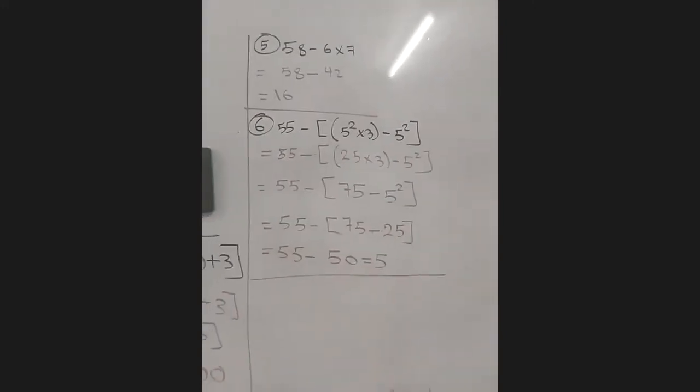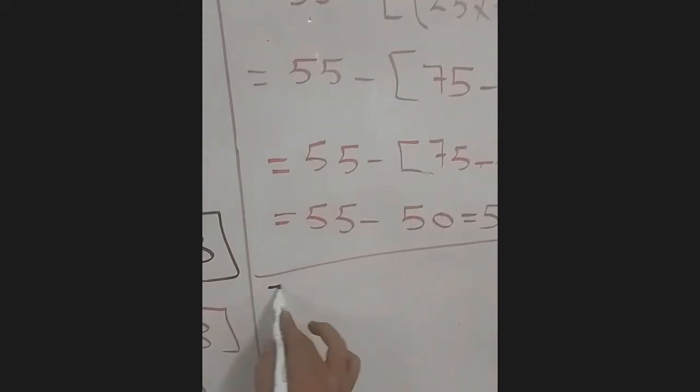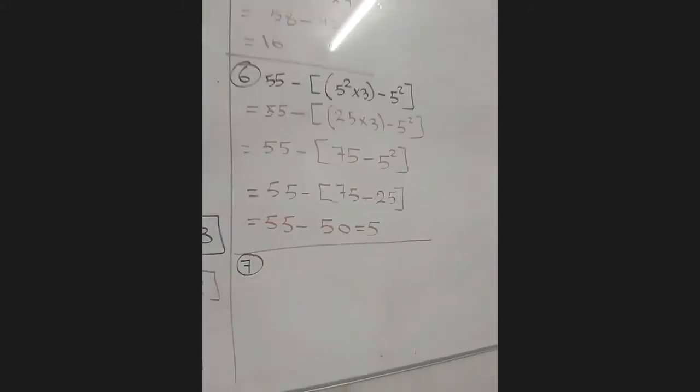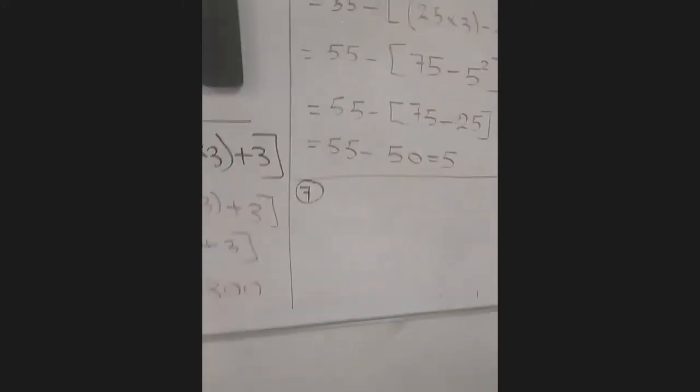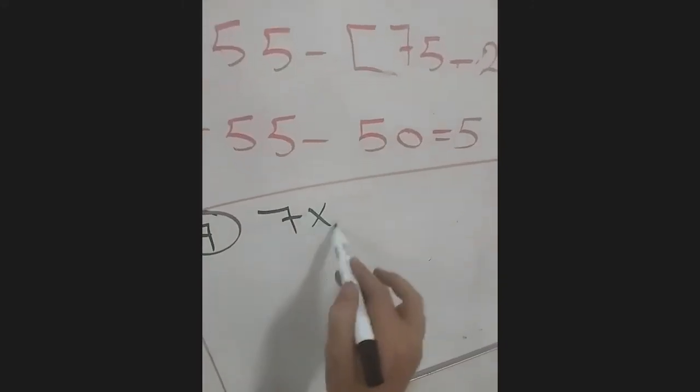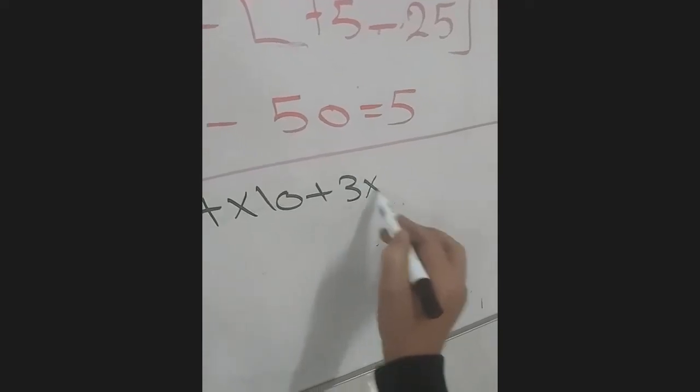Just mute and copy. Yalla. This is question 6, guys. We will go to question 7 now. 7 multiply 10 plus 3 multiply 30.